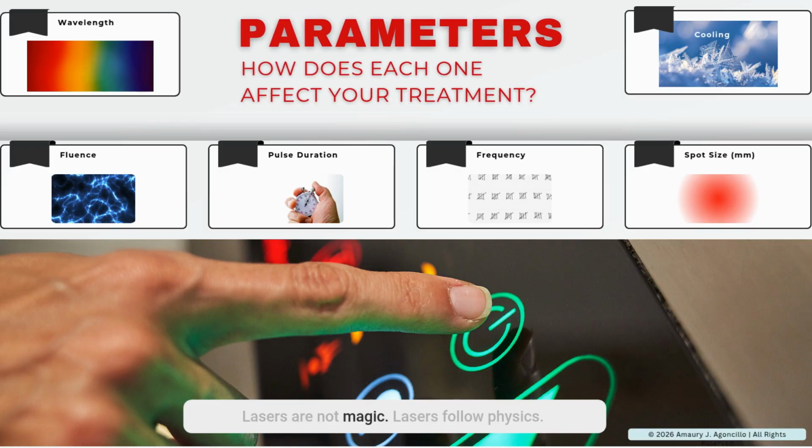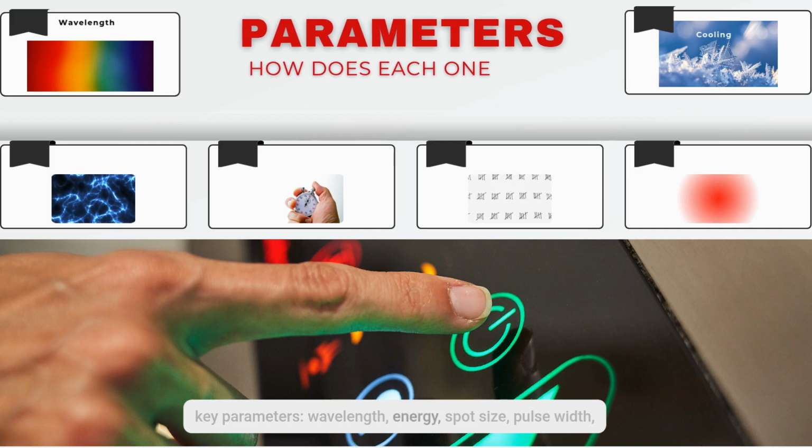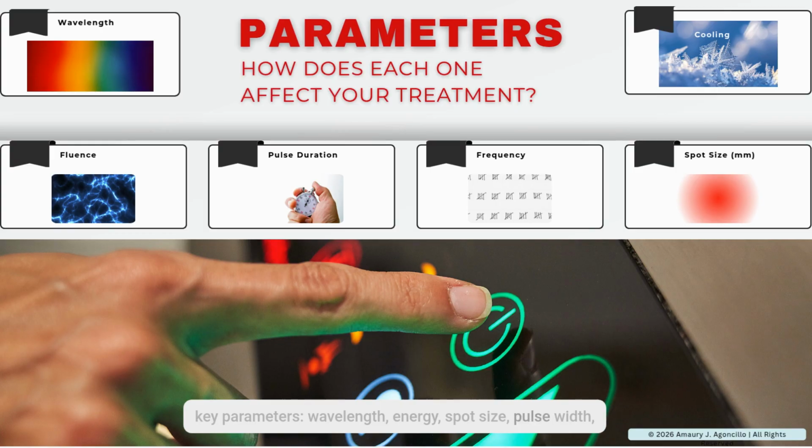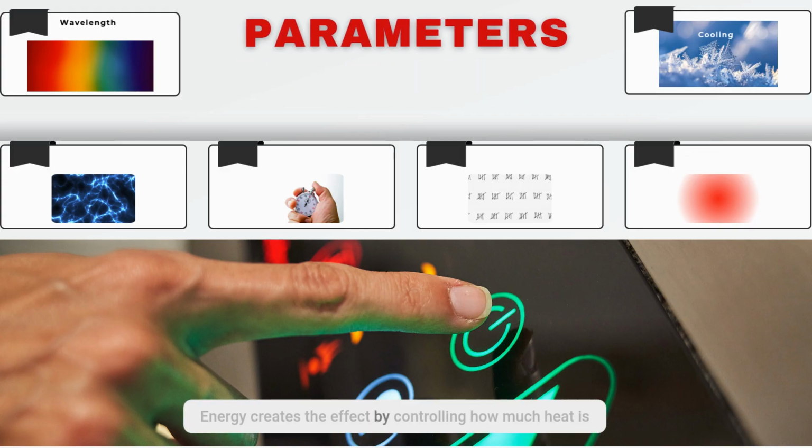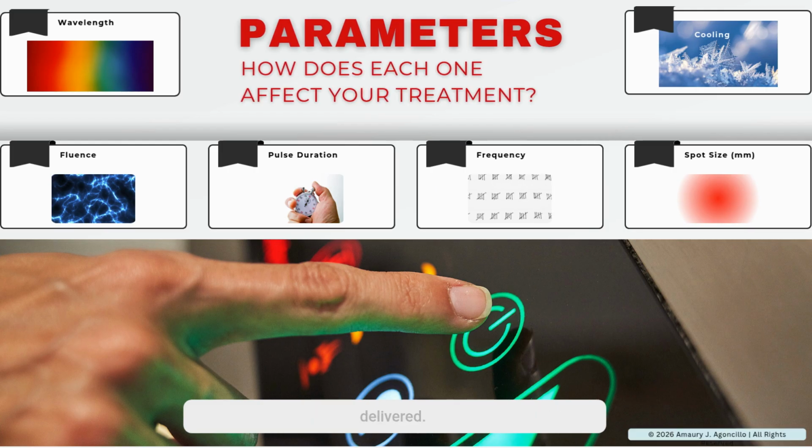Lasers are not magic. Lasers follow physics. To understand laser treatments, you must understand the 6 key parameters: wavelength, energy, spot size, pulse width, frequency, and cooling. Wavelength chooses the target, such as melanin, hemoglobin, water, or tattoo pigment. Energy creates the effect by controlling how much heat is delivered.